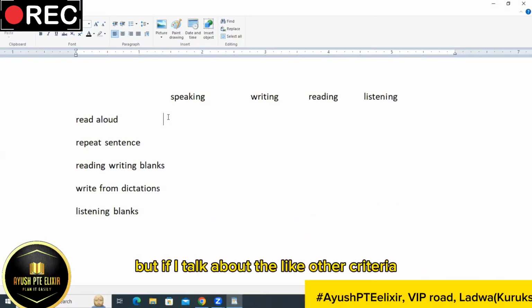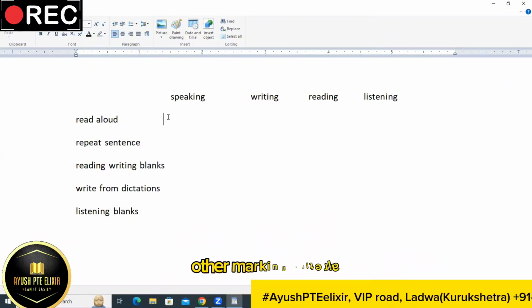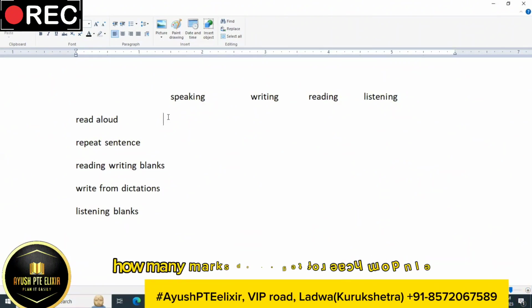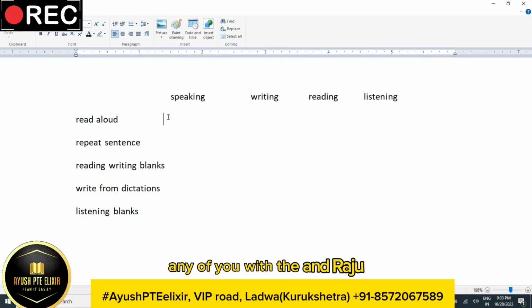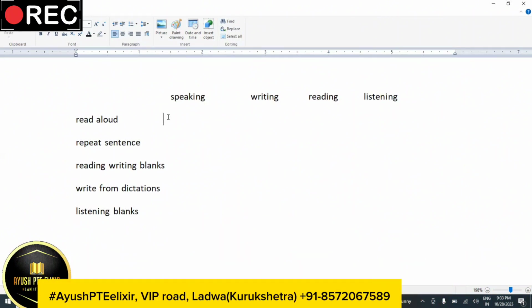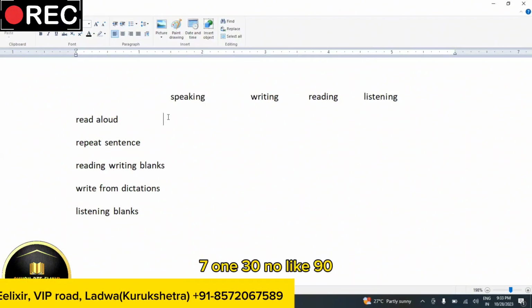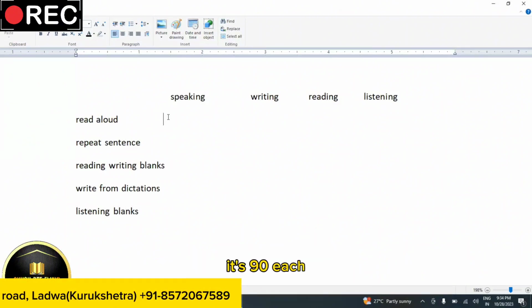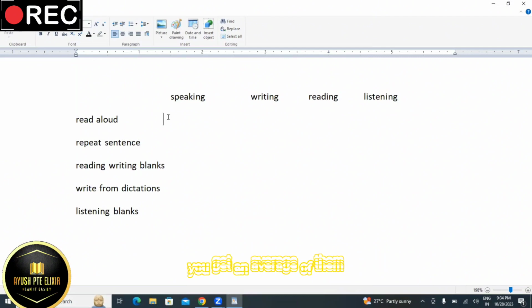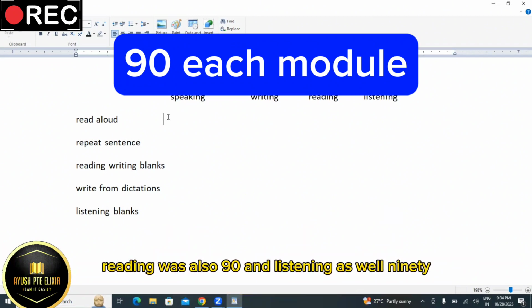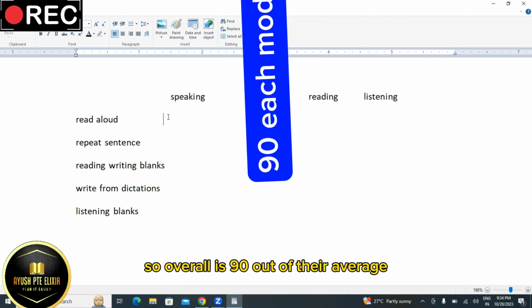But if I talk about the other marking criteria, do you know how many marks we get for each module? Any of you, Vidya and Raju? Sir, 130. No, 120 to 130. It's 90 each. You get an average out of them. Suppose I say 90, 90, 90, 90: speaking is 90, writing is 90, reading is also 90, and listening as well 90. So overall it is 90 out of their average.